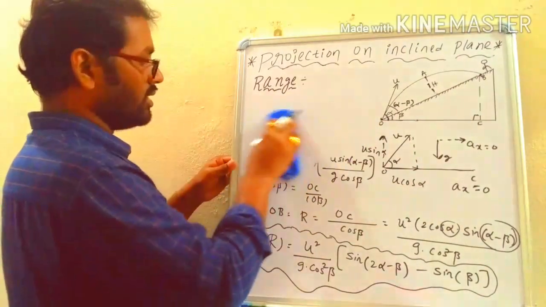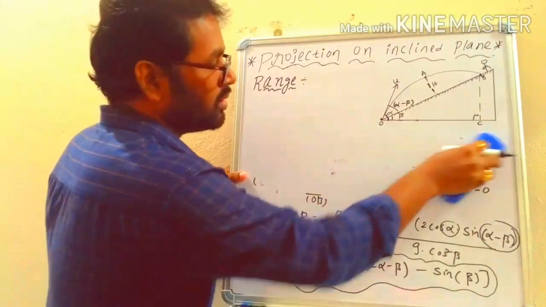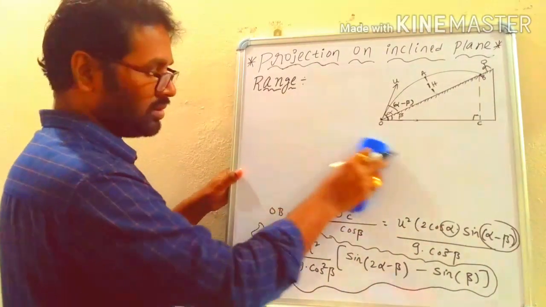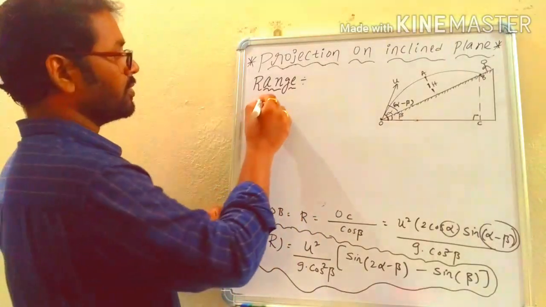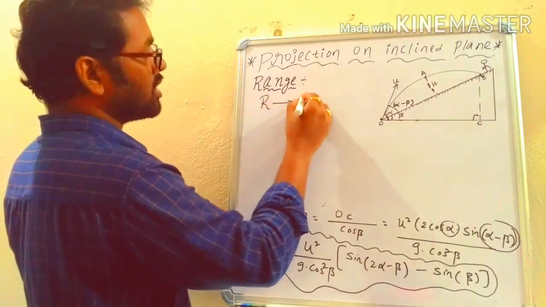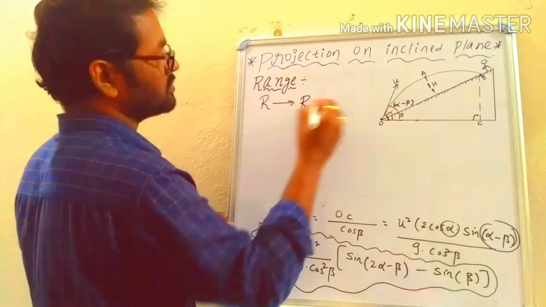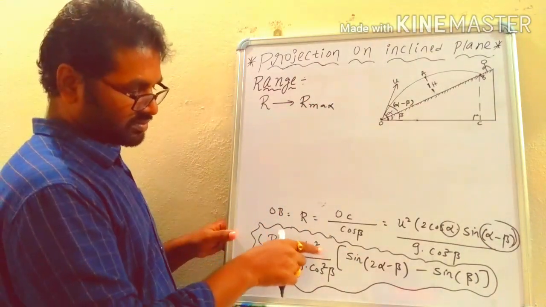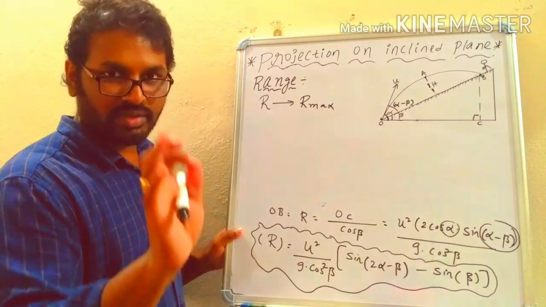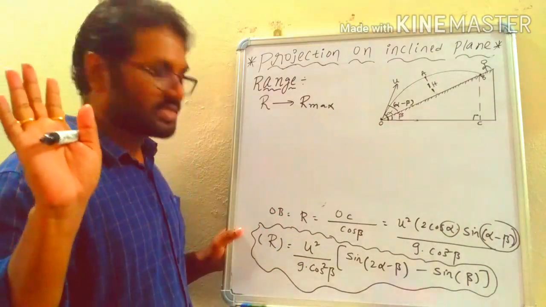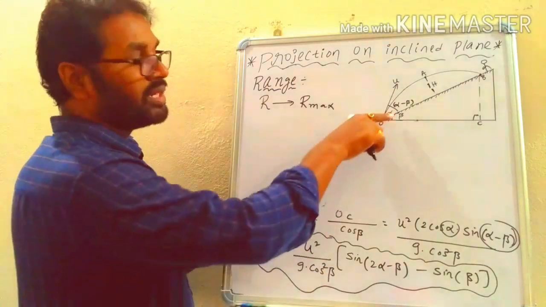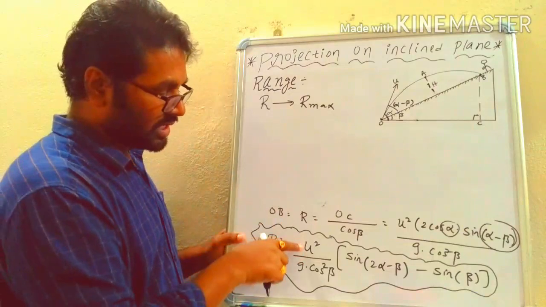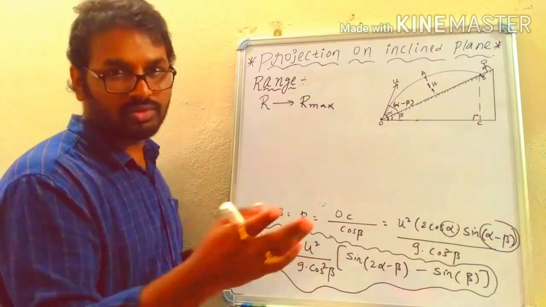So our next target is to find the maximum range with this expression. When the range comes as R max, how much is the expression you got? You see, U square is constant. For a given projectile, initial velocity is constant. Beta is the angle of inclination, which has also been fixed. So these two parameters are constant. G, of course, is a constant.